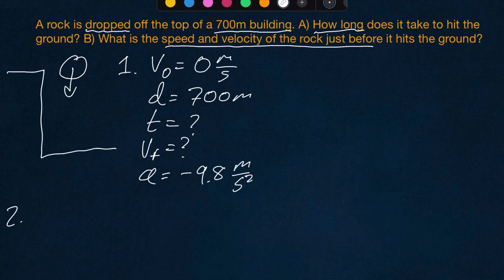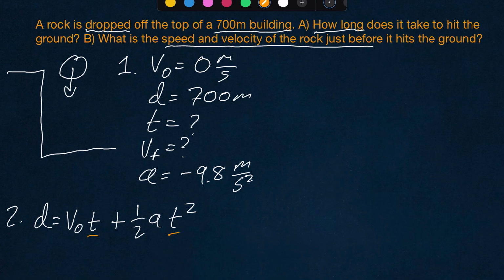So step 2 is to use our physics formulas to solve this problem. The formula we need to use today is distance equals v initial times time plus 1/2 acceleration times time squared. And we have to do a little bit of algebra because we are trying to solve for time, and we know distance, we know v initial, and we know acceleration, but we don't know time. So we have to do a little bit of algebra here.